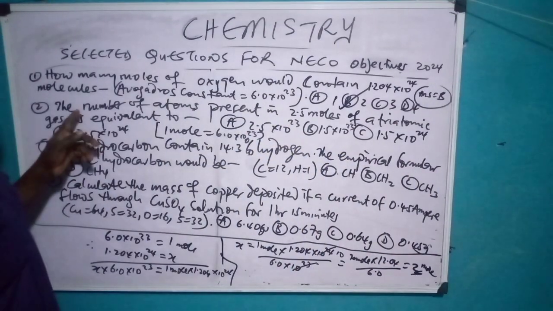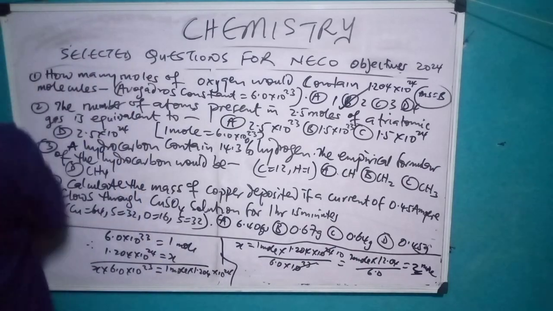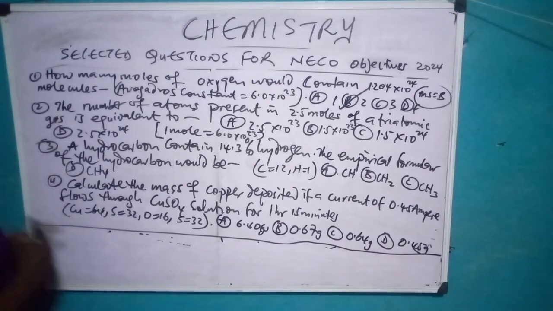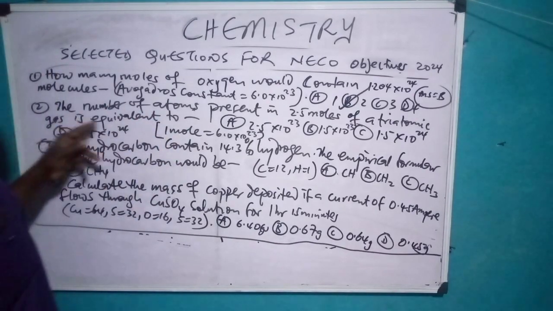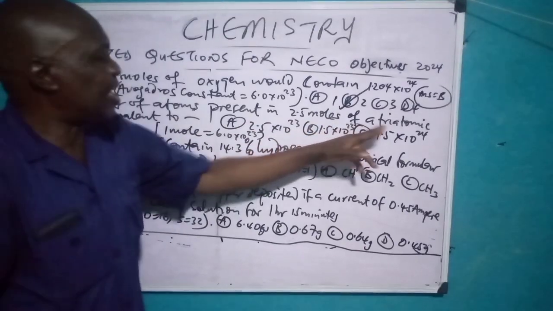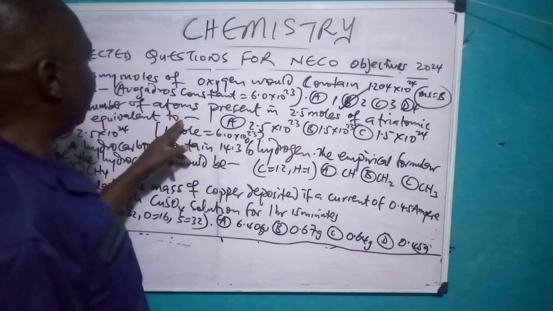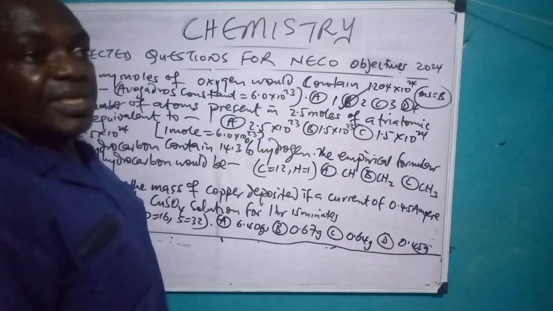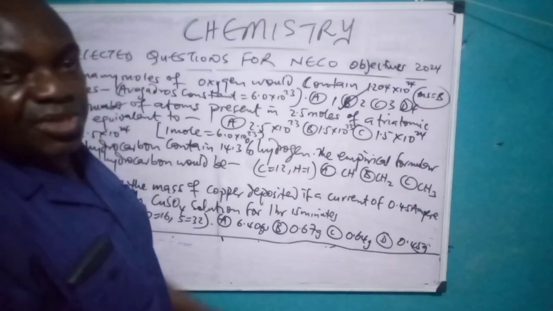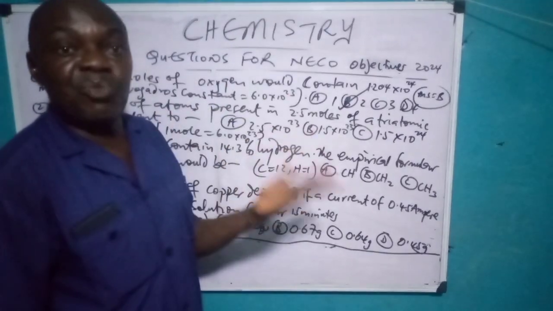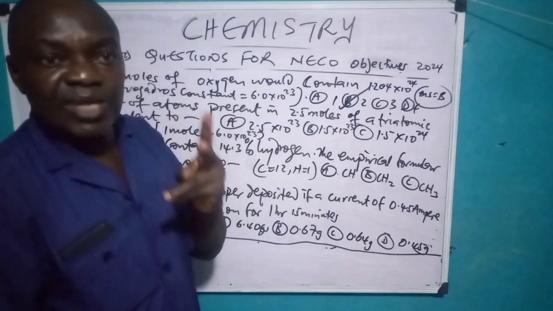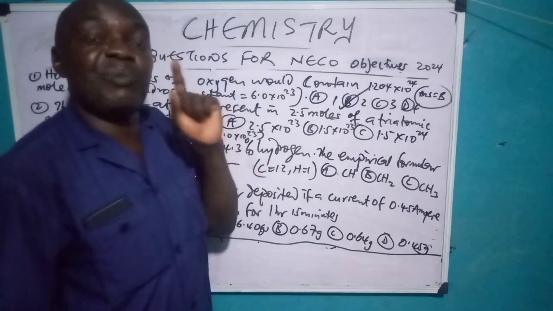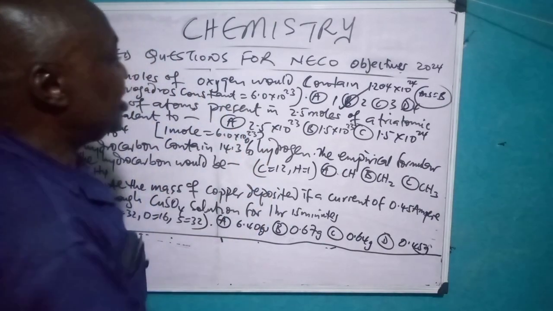The second one, the number of atoms present. Let's clean it so that we have enough space to carry out more calculations. So let's look at the second question. The number of atoms present in 2.5 moles of a triatomic gas is equivalent to, and they told you that 1 mole is this, and say 2.5 mole. Remember, whether it's triatomic, diatomic, triatomic means containing 3 atoms in 1 molecule. We are still talking about molecule. Or diatomic containing 2 atoms in 1 molecule. Go through again what they taught you about atomicity, the number of atoms present in 1 molecule of the element. That is what atomicity is. And so it's the same thing.